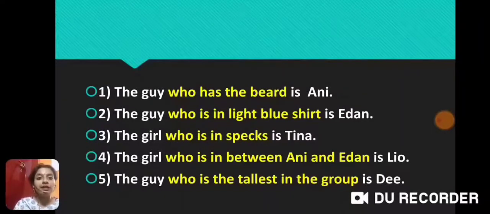See, the highlighted yellow part of the sentence is showing the adjective clause. Like in the first one, the guy who has the beard. So, who has the beard is the adjective clause. And this part is telling us about the guy whose name is Annie. Alright. Similarly, I have highlighted the adjective clause in each sentence for subject pronouns. Similarly, you will also do.